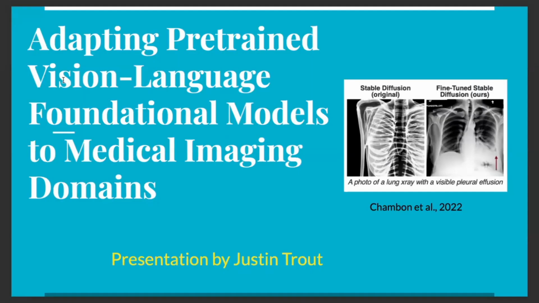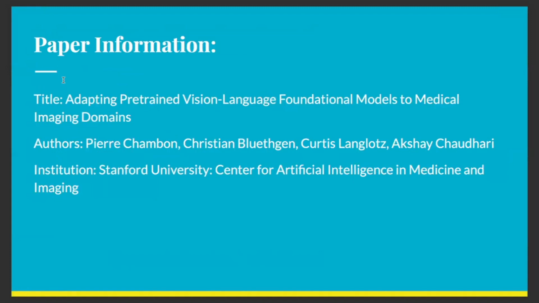My presentation is on the paper titled Adapting Pre-Trained Vision Language Foundational Models to Medical Imaging Domains. My name is Justin Trout, and to give a little bit of information, as I mentioned, the title, and there are 4 authors, and these authors are all at Stanford University, specifically the Center for Artificial Intelligence in Medicine and Imaging.